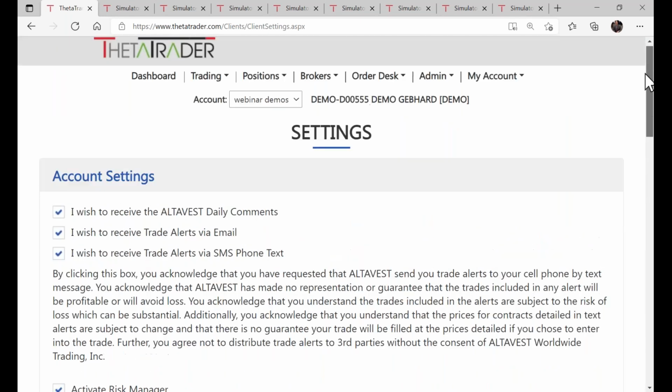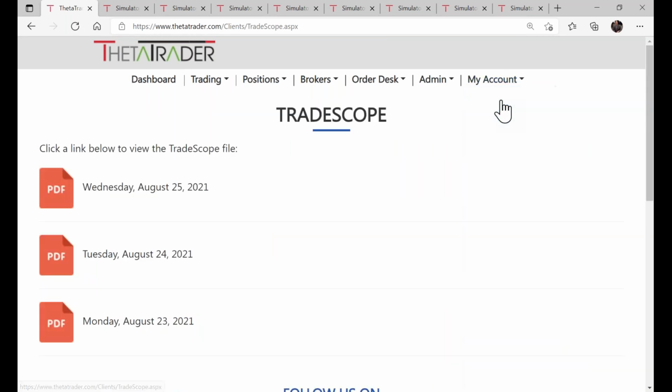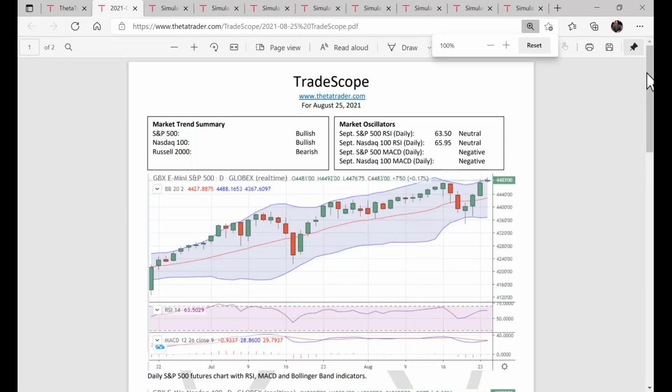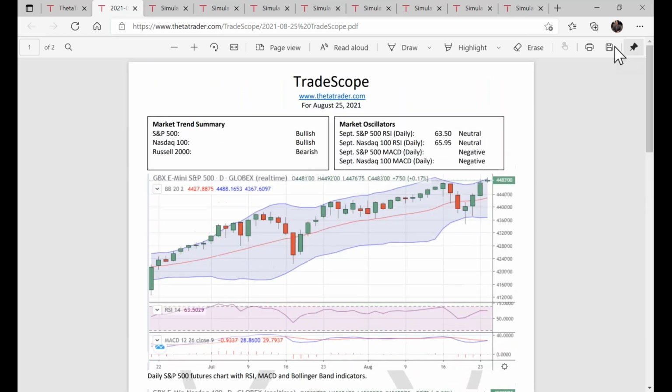People absolutely love that. And you'll also notice that we have something called TradeScope. It's our daily newsletter for research and technical analysis. So people use this to help inform their decision on what type of trade to place next.